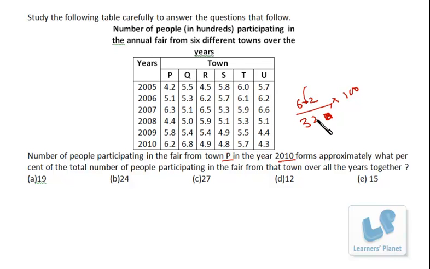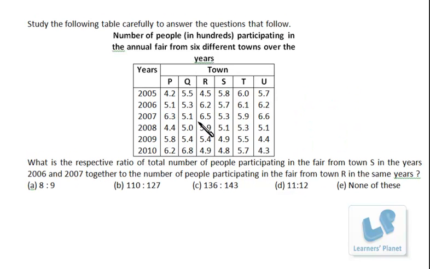62 is a bit less than double of 32. The double of 32 is 64. So it's a bit less than 64. So your answer should be a bit less than 20, very bit less than. So it's 19. No need to calculate. Quite a simple problem.